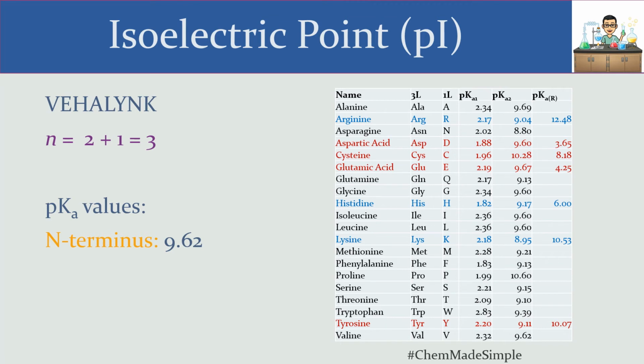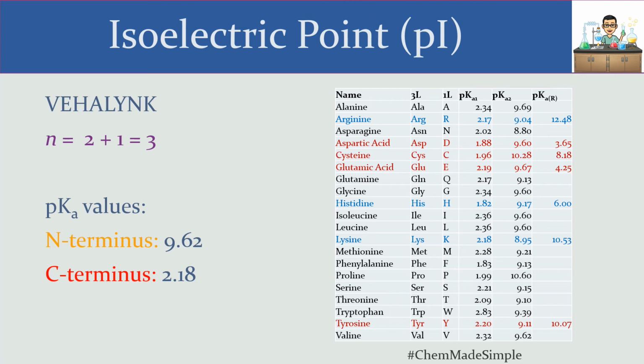Now let's take a look at the C-terminus. At the C-terminus I have lysine. So I need to find lysine's entry over here, and find the C-terminus value for lysine. That is going to be 2.18. Okay, what else do I need to do?